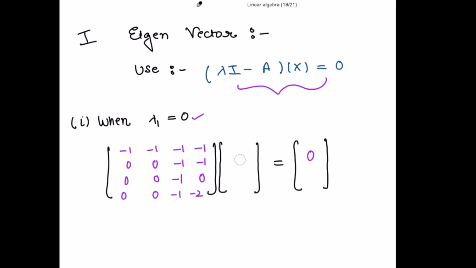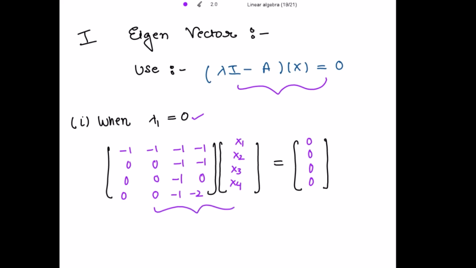And for x we write x1, x2, x3, x4. It is your 4x4 matrix given to you. The A matrix is a 4x4 matrix. So write 4 variables for x, and this is your 0 as the column vector, right? Okay, let's get the equations.